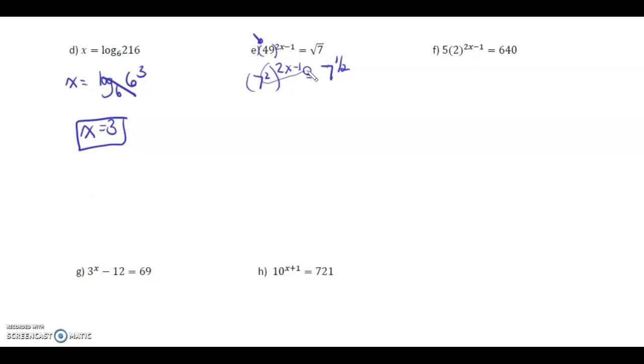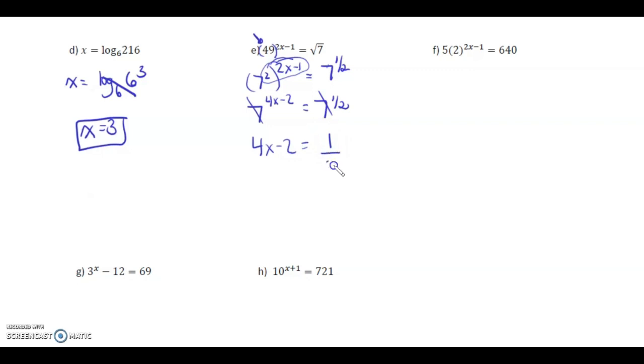Now, remember, exponent to an exponent is multiplication. So if we were to multiply this, we would have to distribute the 2 into the 2x minus 1. So that's going to actually be 4x minus 2. Okay, and the other side of the equation stays as 7 to the 1/2. At this point, we can drop both bases, and we get 4x minus 2 equals 1/2.